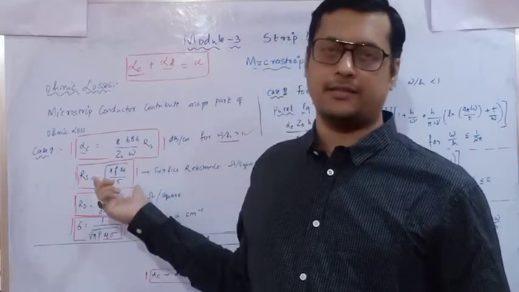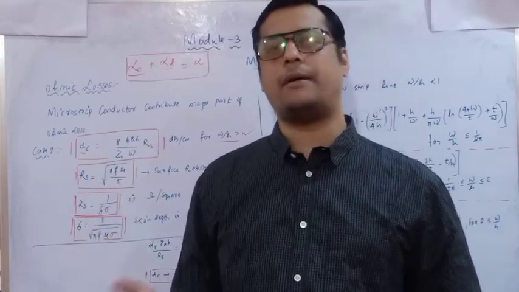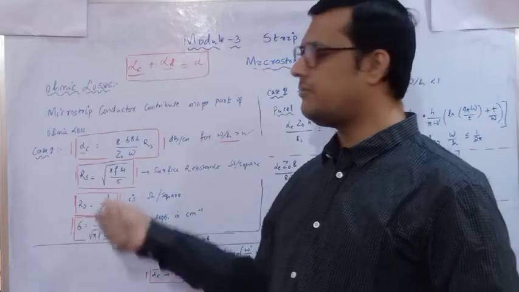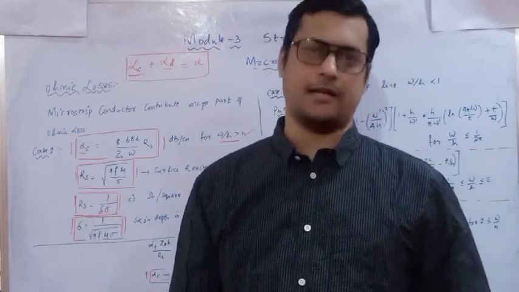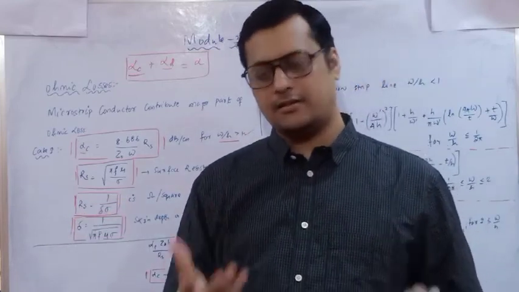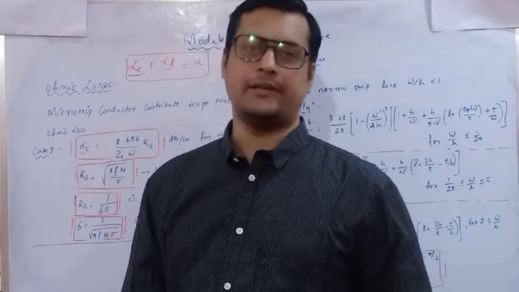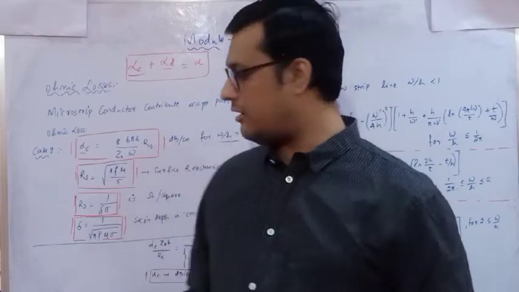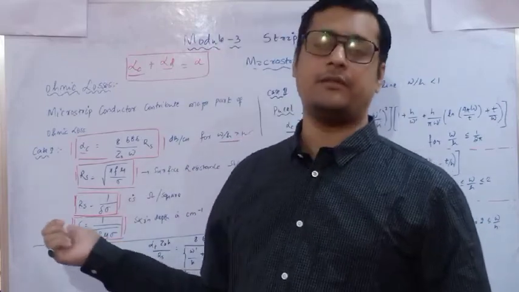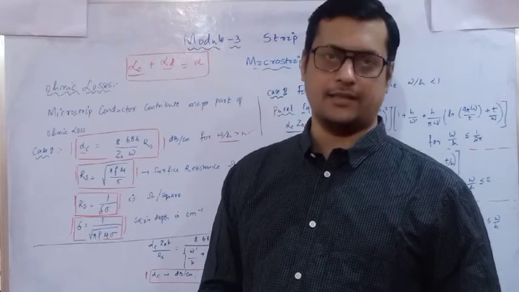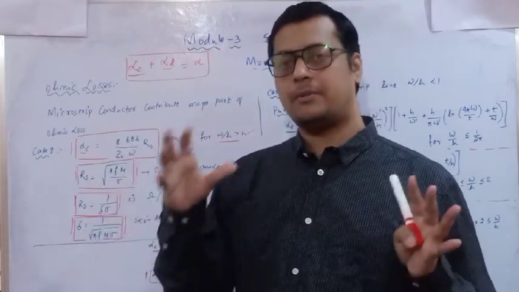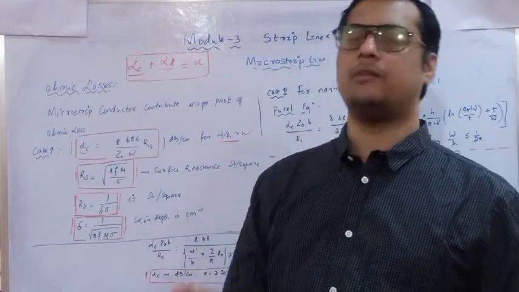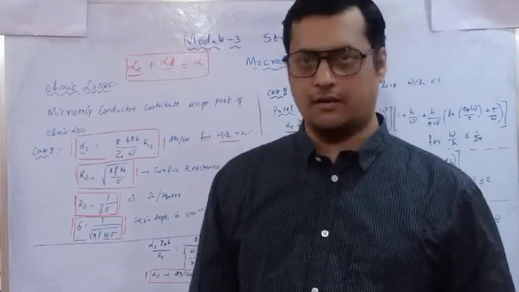So RS, the surface resistance, we can write as root over pi f mu divided by sigma, and RS is equal to 1 by delta sigma also we can write. Delta is nothing but the skin depth, which is inversely proportional to 1 by root over pi f mu sigma. All these relations we came across while discussing wave propagation. The penetration of a particular wave in a particular medium is called the skin depth, and it is inversely proportional to the attenuation constant.